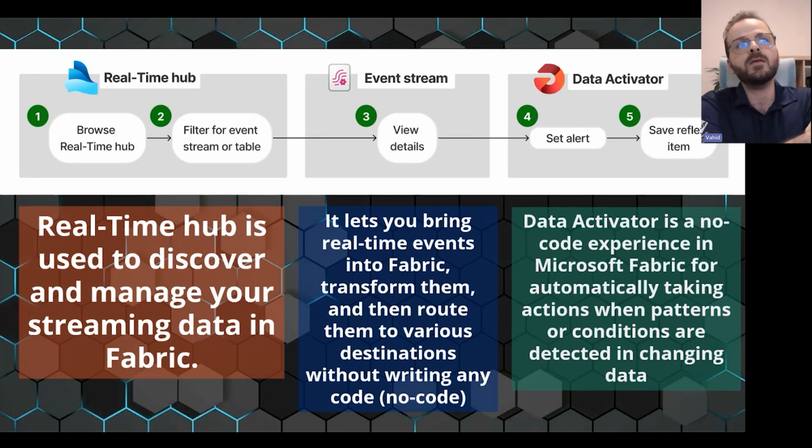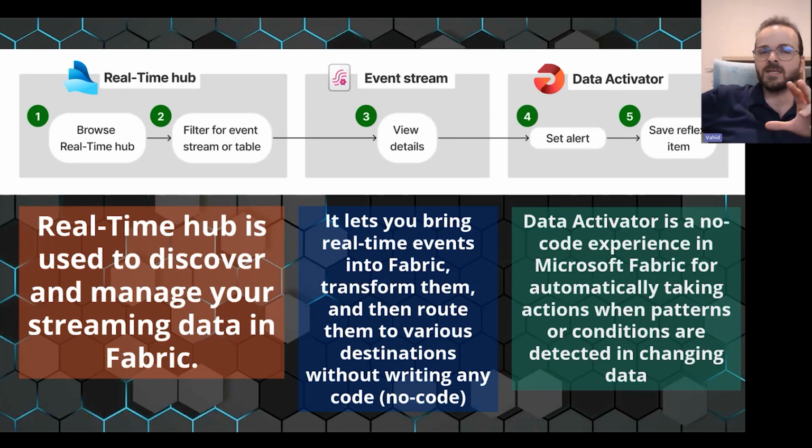If you created many event streams in different workspaces, you can find all of them in Real-Time Hub. Easy access to all of them. You don't need to go and open all of those workspaces to find those event streams. If you have any reflex for the data activator, all of them are there.